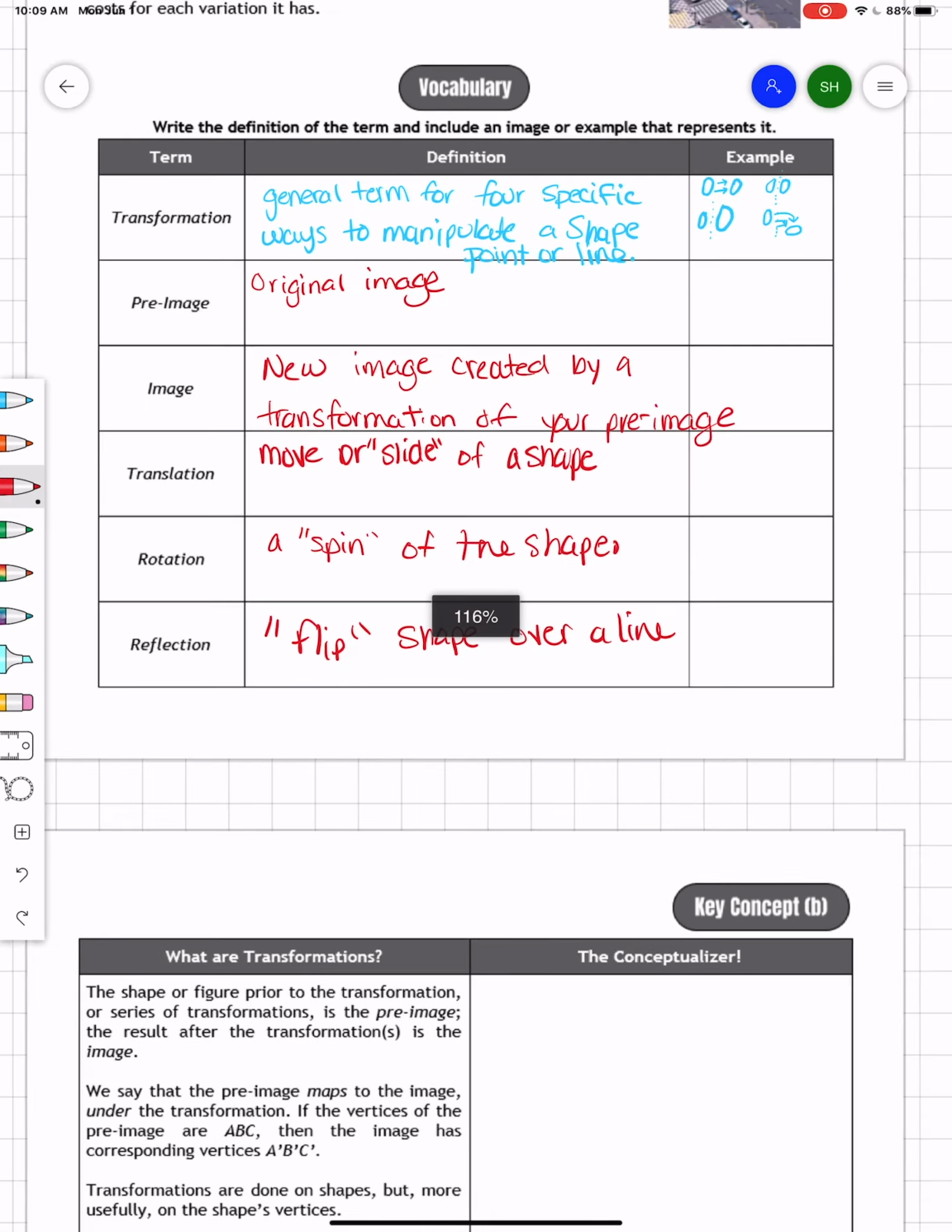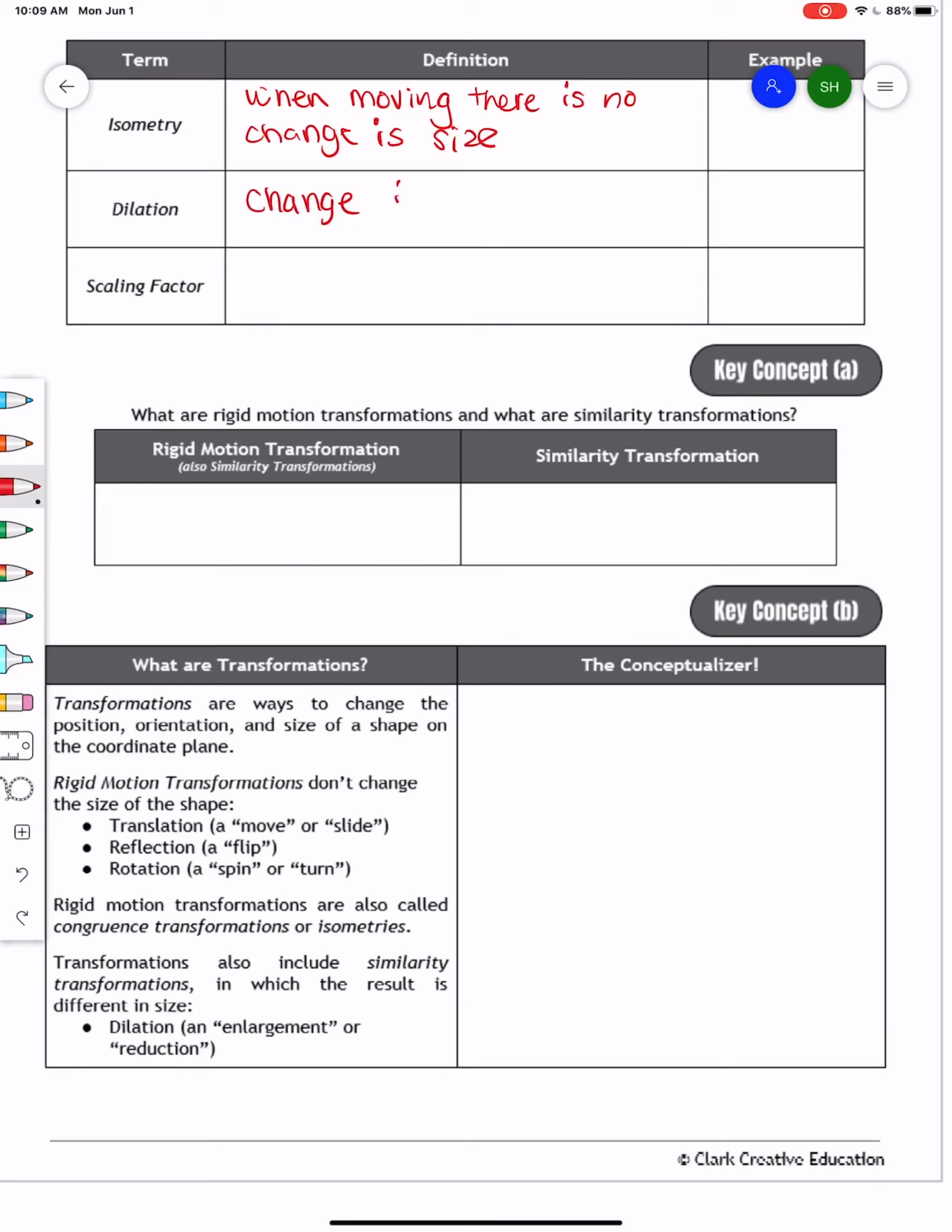Isometry is a rigid motion transformation that doesn't change the size of a shape, also known as congruent transformations. Dilation is the change in size. And your scale factor is the value by which the sides of the shape are enlarged or shrunk. So basically it's the value of change in the size of the shape.